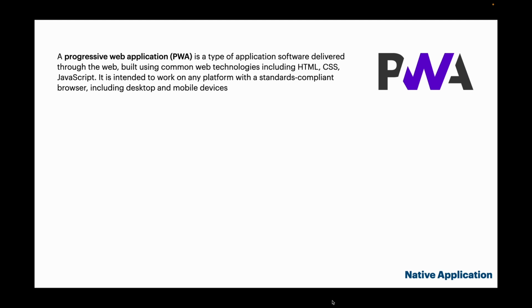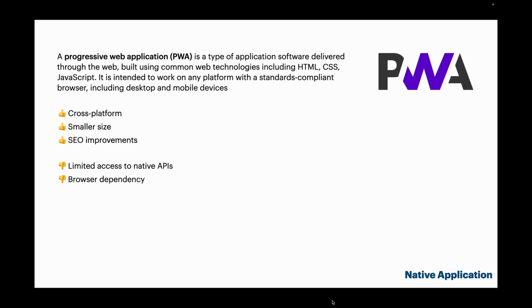A progressive web application is a type of application software delivered through the web, built using common web technologies, including HTML, CSS, and JavaScript. It is intended to work on any platform with a standard compliant browser, including desktop and mobile devices. It is cross-platform. PWAs are accessible through web browsers, making them cross-platform and compatible with various devices.